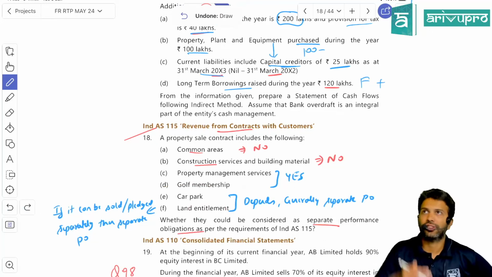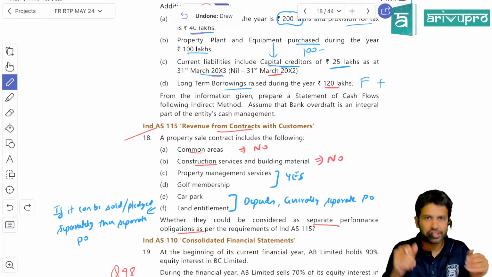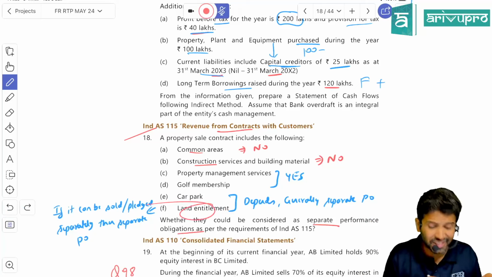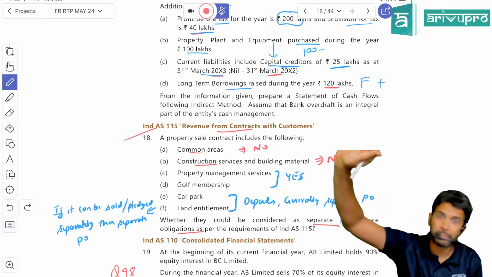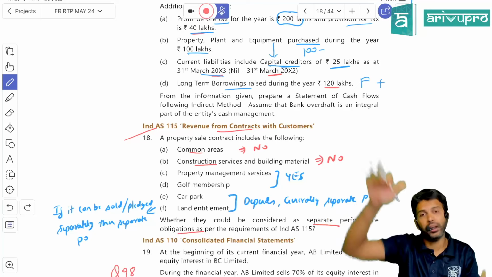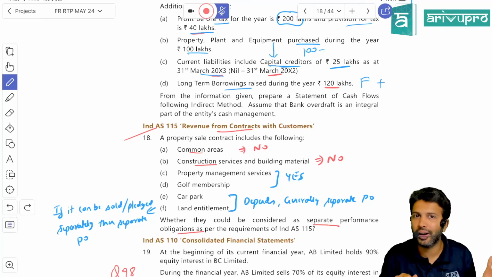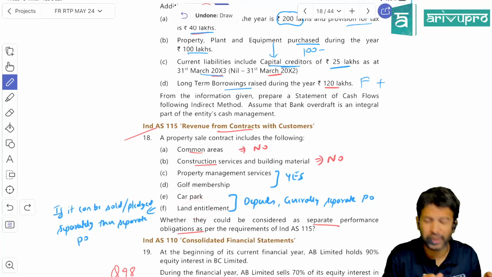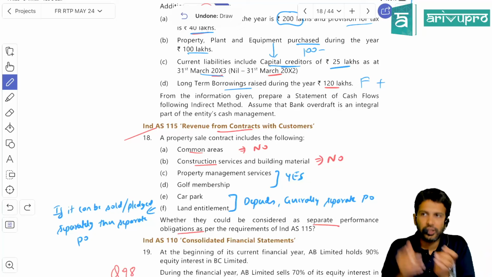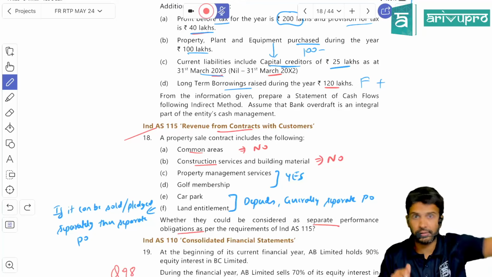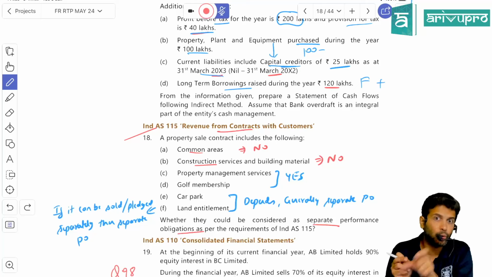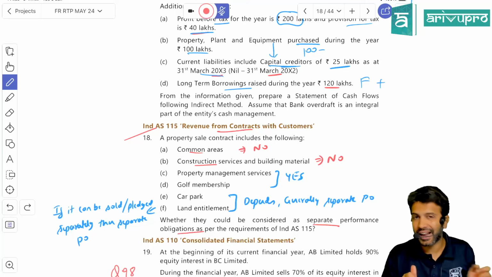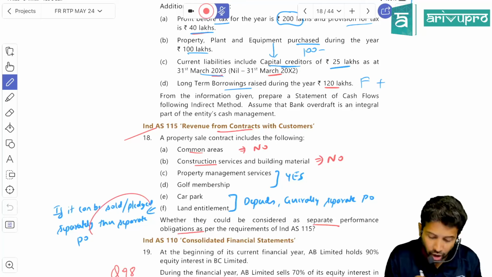Land entitlement. So when you purchase an apartment, it will be constructed on the land. That land, is it a separate PO is what they're asking. Now all the apartment people, whoever has purchased an apartment in that particular building, all have a share in that land, no? Right? This land, is it a separate PO is what they're asking. That depends. If you can sell this land separately without selling the apartment, apartment owners also have a right towards land entitlement.